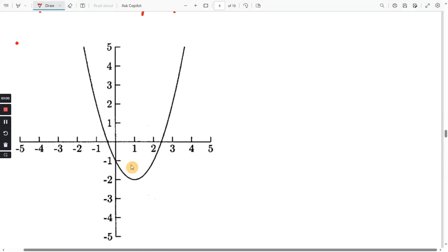All right, so if I'm looking at this parabola, this right here would be the vertex. And the coordinates for that vertex, x equals 1 and y equals -2. Remember, we call the vertex h comma k.